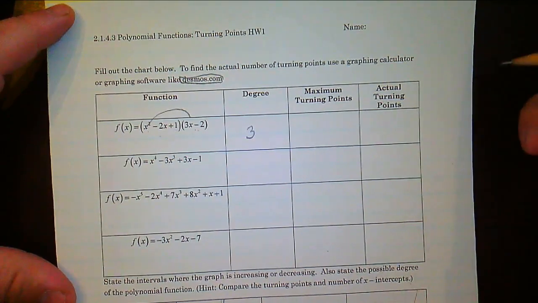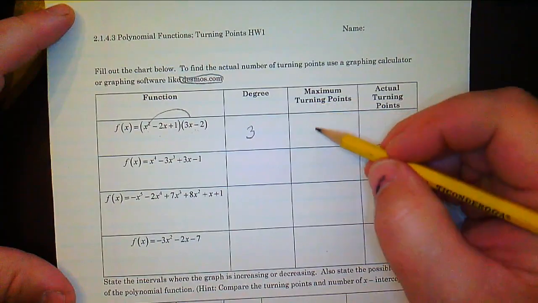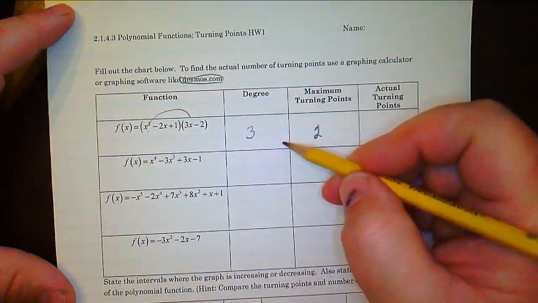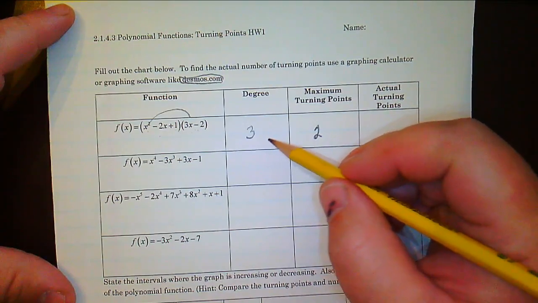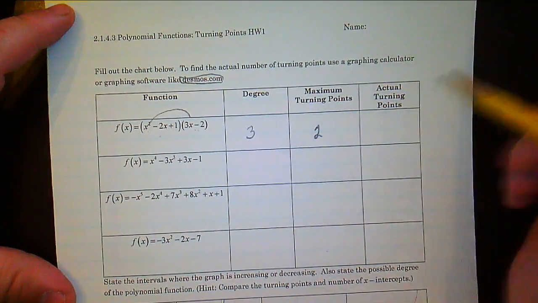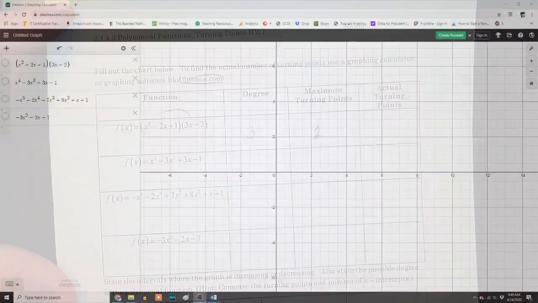Maximum number of turning points. Well, the maximum number of turning points is 1 less than the degree. So the most turning points we're going to have is 3. We could have 3 x-intercepts. We could have 2. We could have 1. Right? So now, the actual number of turning points. Let's go ahead and see what Desmos has to offer for us here.